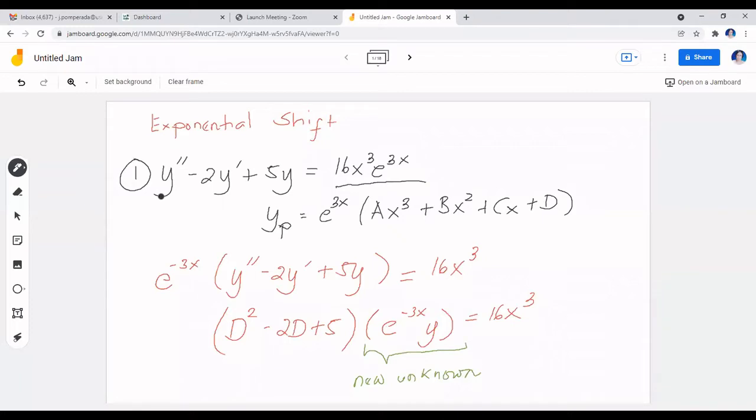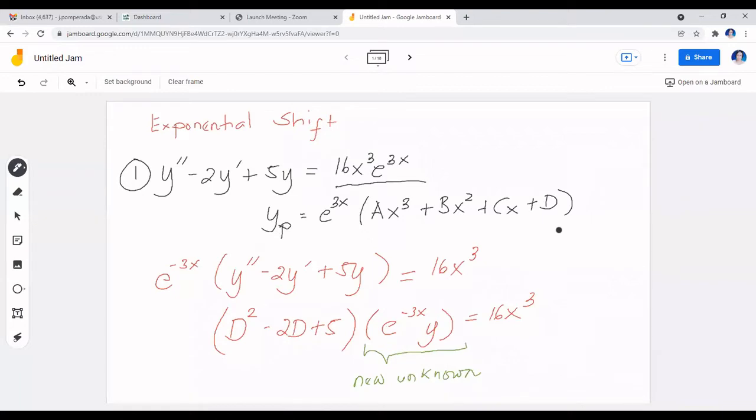You're given a second order DE, and the g of x here constitutes a product of a third degree polynomial, because you have x cubed here, and an exponential function. Now, if you are going to use the method of undetermined coefficients, this will be the form of the particular solution as discussed to you last week. We copy the exponential function and we write the form of the particular solution for this third degree polynomial. So this would be it.